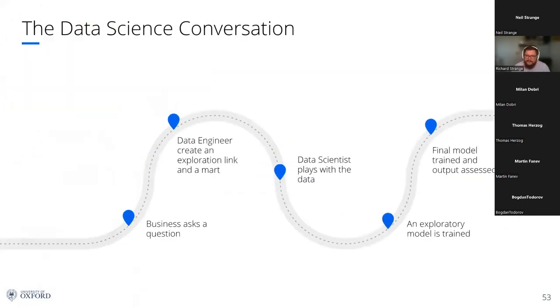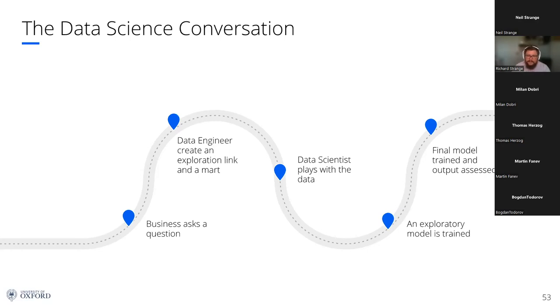Normally what happens when you see data scientists at work is the business will go to a BI team with an embedded data scientist or data science group. They'll ask a question and then they'll try and define it, get some requirements. A data engineer will go away and create an exploration link and create a mart. That will be provided to the data scientist. He'll have a play with the data and he'll try a very simple exploratory model.